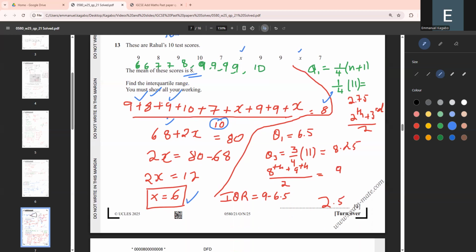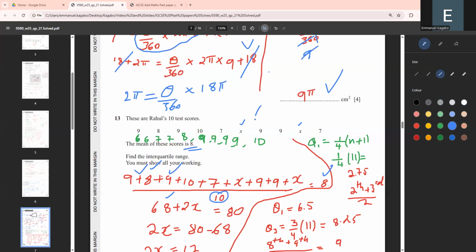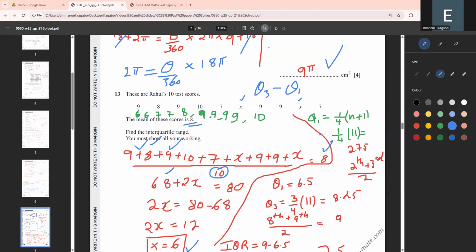Oh my gosh. So here I've got the value of x, but they're asking me to get the interquartile range. Interquartile range is always given by upper limit minus lower limit. So it's going to be Q3 minus Q1. Q3 is the upper quartile, Q1 is the lower quartile. Before finding upper quartile, lower quartile or median, all the time arrange your numbers from the smallest to the largest. So that's why you see I have to arrange my numbers here. You see that? I arranged my numbers from the smallest to the largest.